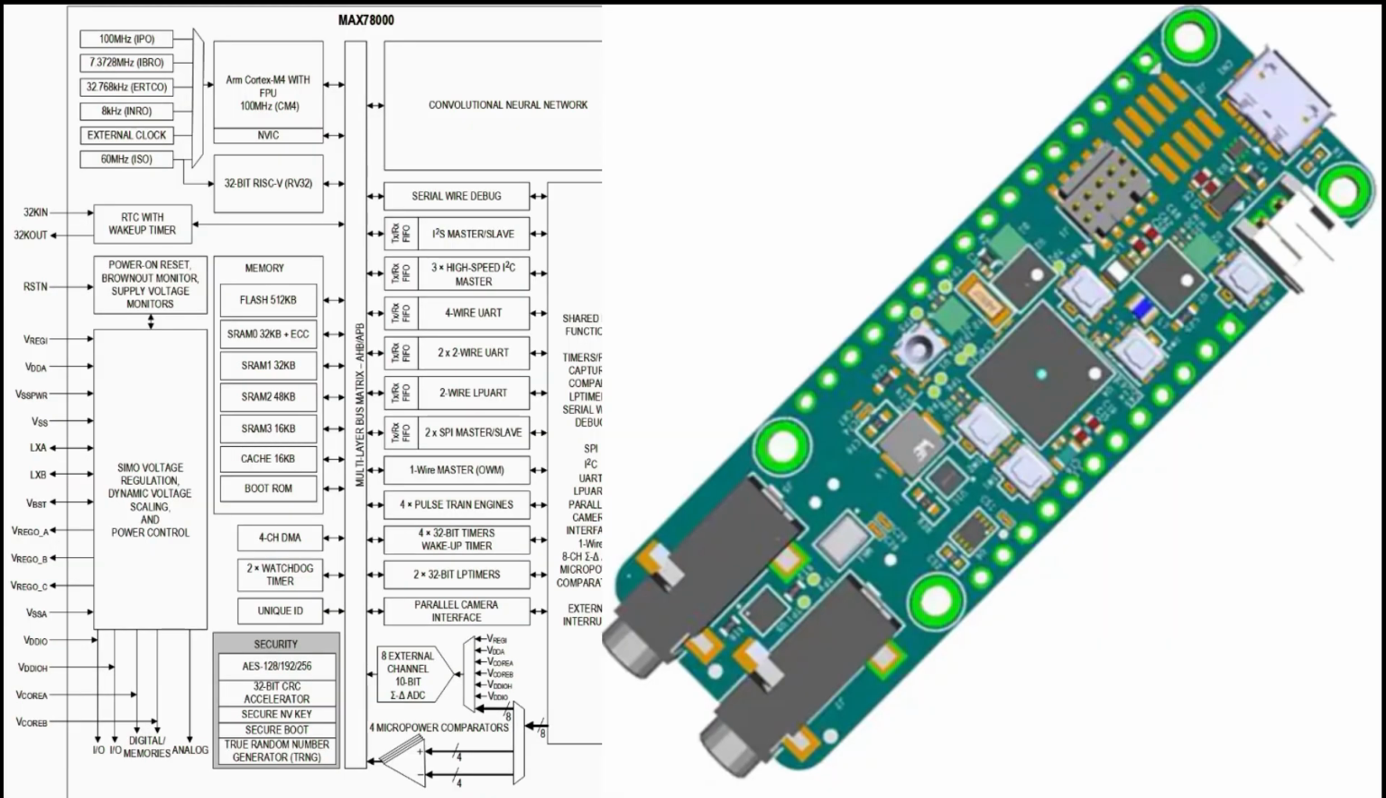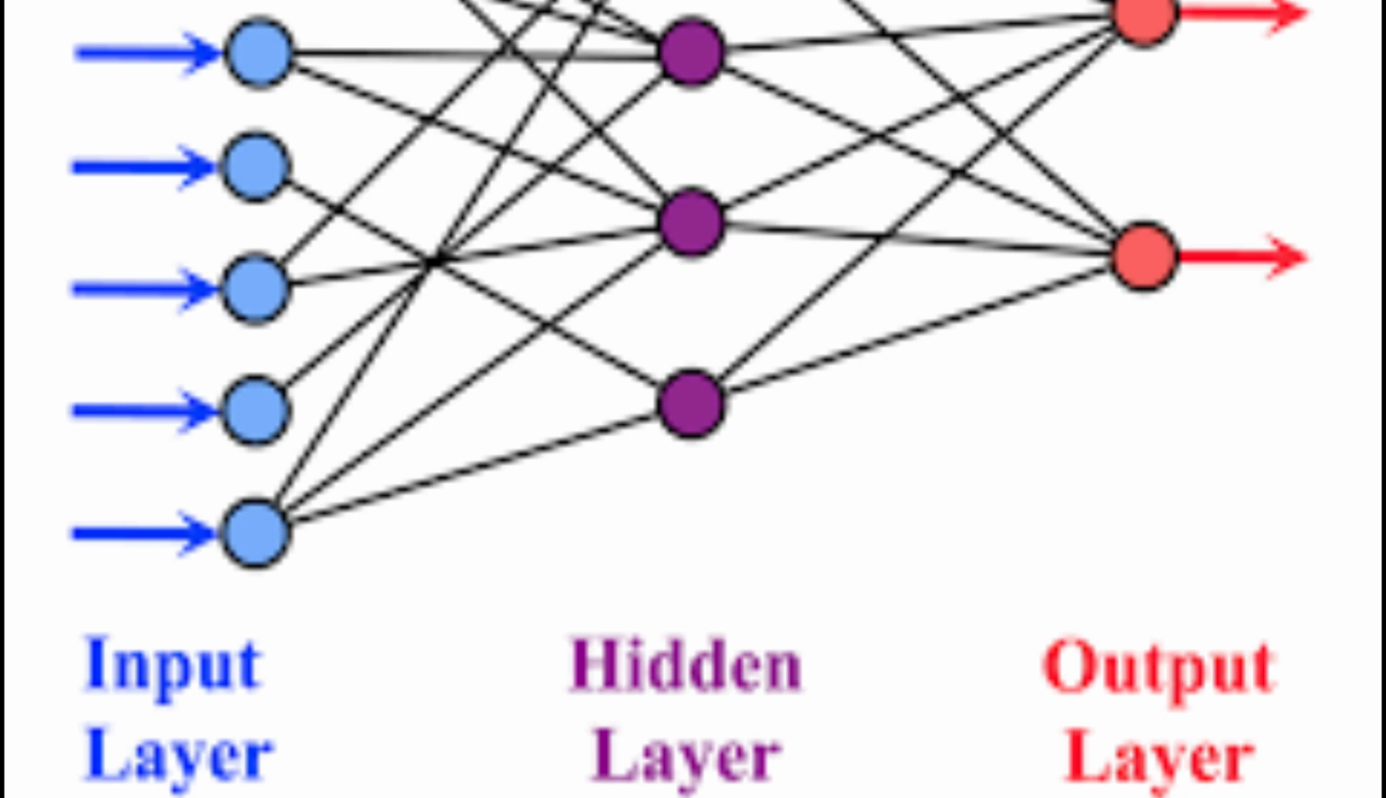If we look at the MAX78000 AI microcontroller from Maxim, we see that it has a convolutional neural network accelerator. Let us look at what a convolutional neural network accelerator is. Neural networks are a subset of machine learning. When we say deep learning algorithms, these neural networks are the base for these algorithms.